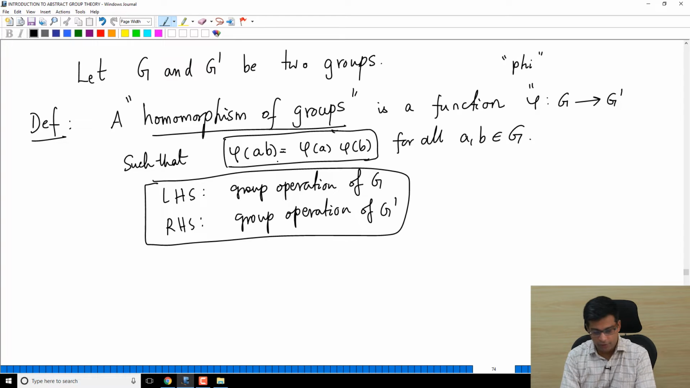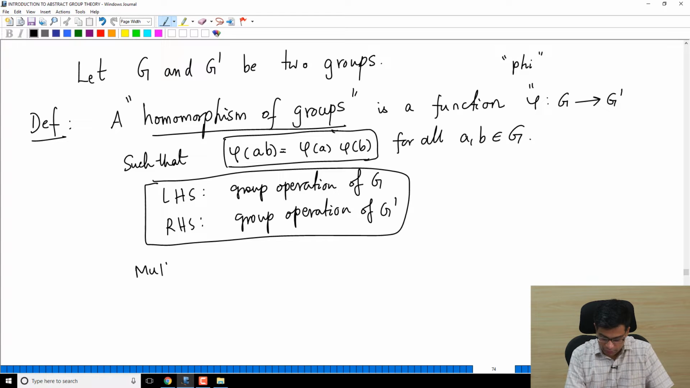Whether you multiply first, so this is the way you should think of this. Whether you multiply first in the group G and then apply phi, or you apply phi first and then multiply in the group G prime, you get the same answer. This is what a group homomorphism is. Okay, so whether you multiply first and then apply phi is the same as apply phi and then multiply.